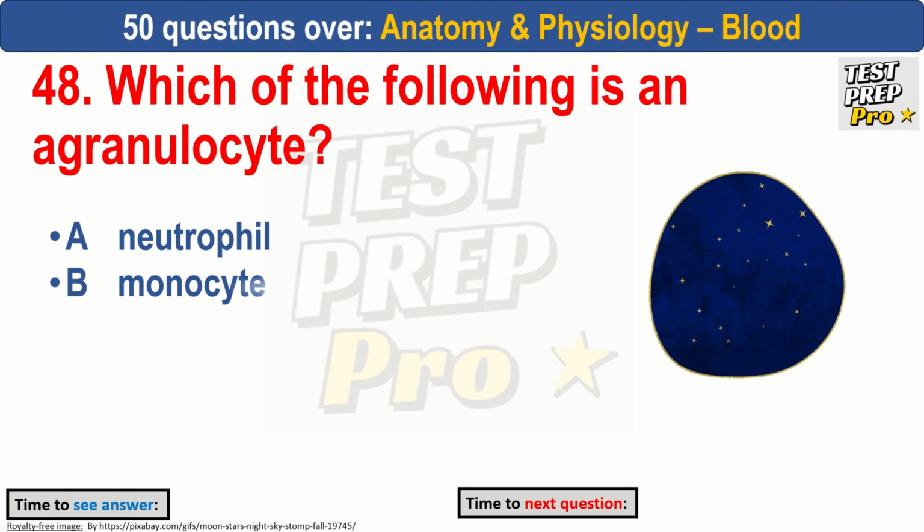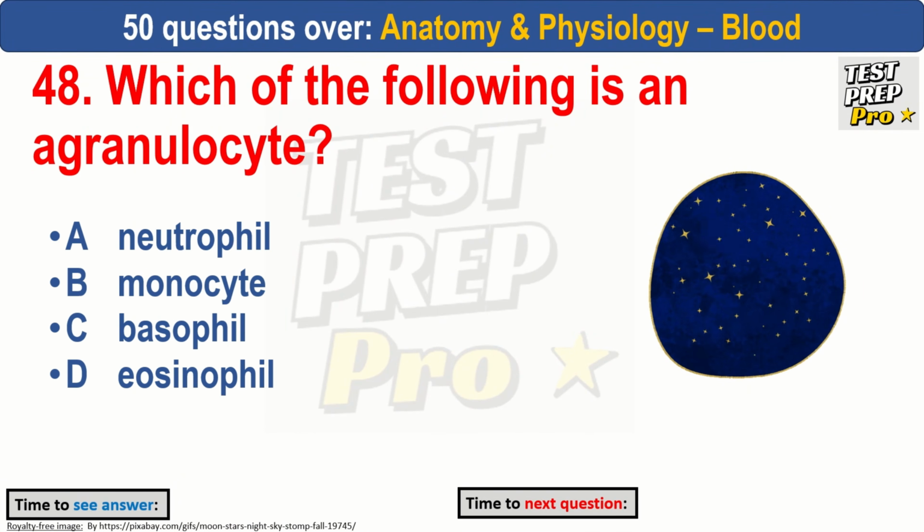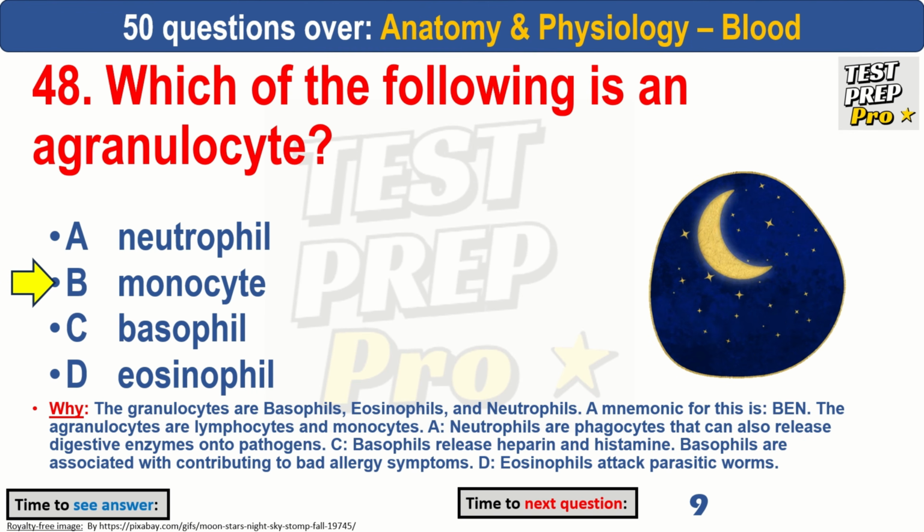Which of the following is an agranulocyte? This is a category of white blood cell. Is it A, neutrophil, B, monocyte, C, basophil, or D, eosinophil? So which one is a white blood cell without granules? It's going to be a monocyte. The agranulocytes are lymphocytes and monocytes, but the granulocytes are basophil, eosinophil, and neutrophil. Check out the mnemonic I talk about in the description underneath this video, where I say why. Again, basophil, eosinophil, neutrophil, the mnemonic BEN, B-E-N, Ben.